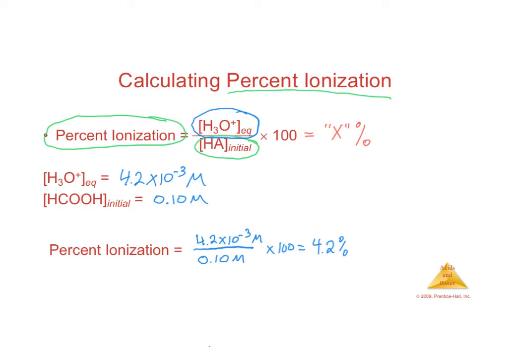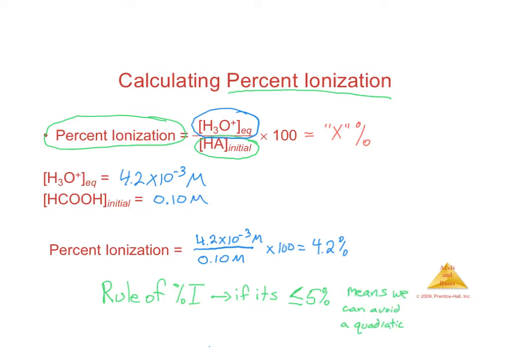Now, I mentioned that this equation can be used down the road when we do more challenging problems. A percent ionization of 5% or less indicates that we can make some assumptions with respect to x when we're solving our RICE tables that might help us avoid solving the quadratic equation. So make a little mental note of this, and we'll show that in the next problem.